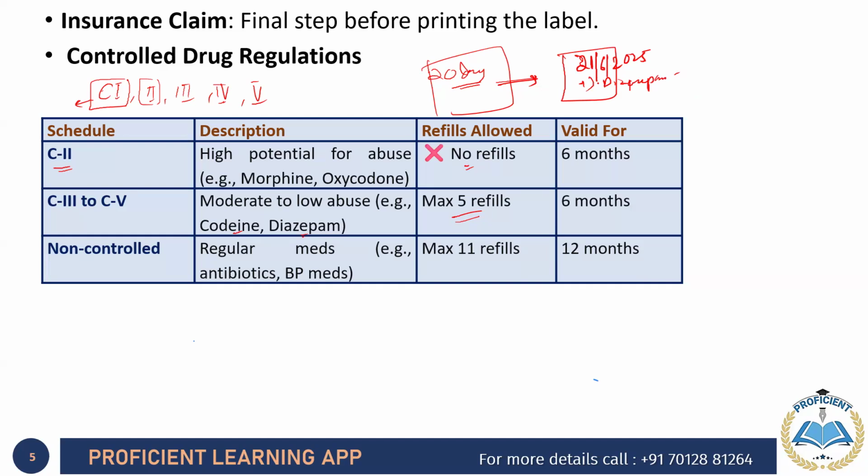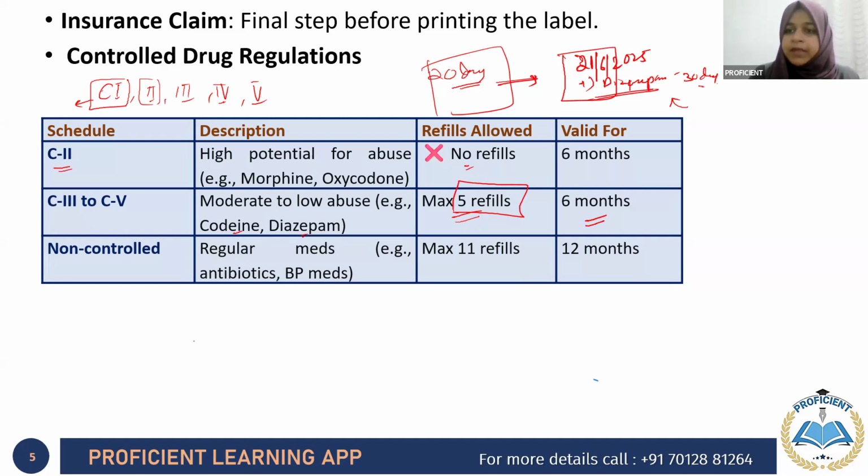Right. So the pharmacist will dispense it for 30 days. After 30 days, if the patient comes with the same prescription, he can get it for the next 30 days. Like this, he can refill it a maximum of how many times? Five times. And the validity is for how many months? 6 months.